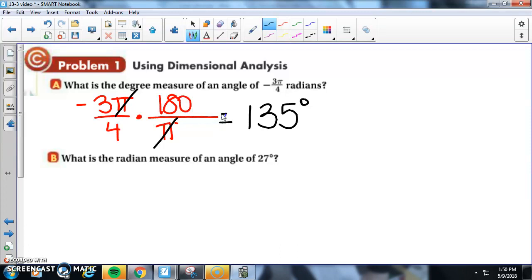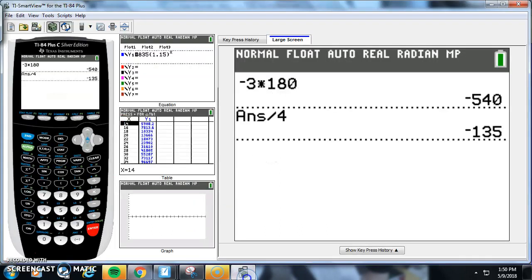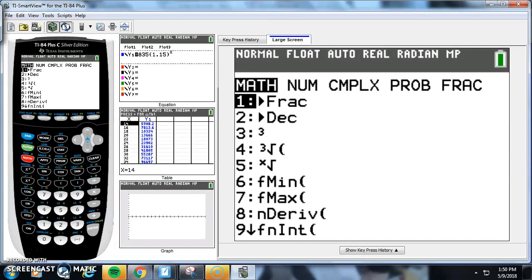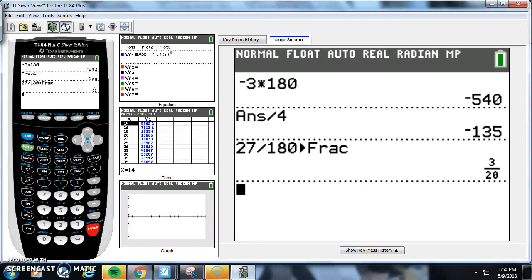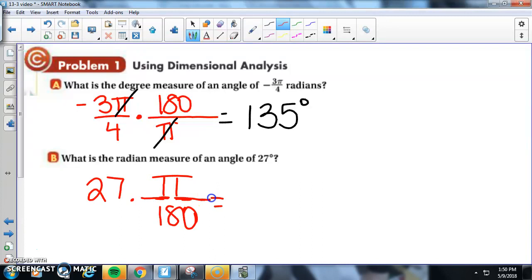What is the radian measure of an angle of 27 degrees? So now I'm going from degrees to radians, so I'm multiplying by pi over 180. And when we're talking about radian measurements, we leave the pi. So I'm going to take 27 divided by 180, and I want the simplest fraction, so I'm going to math, enter, and I get 3/20ths. Therefore, this is equal to 3 pi over 20 radians.